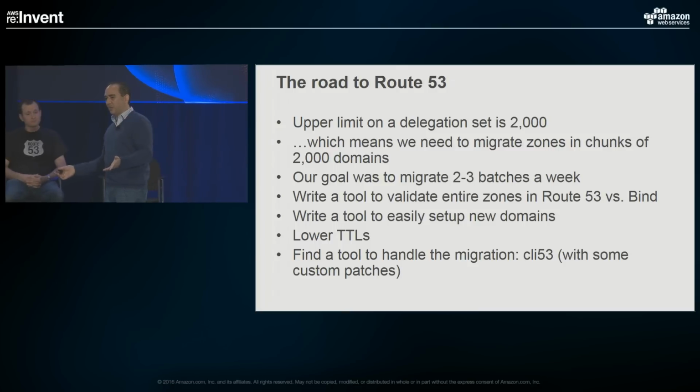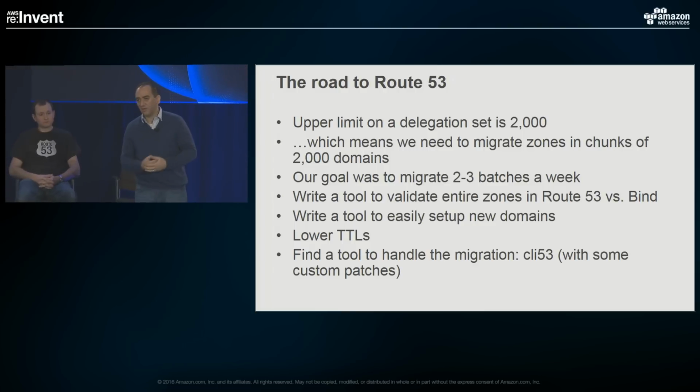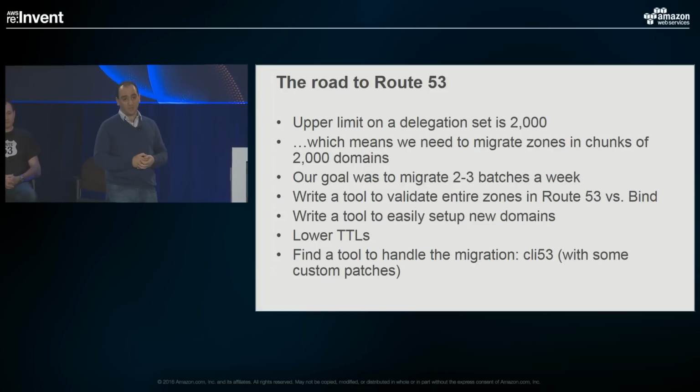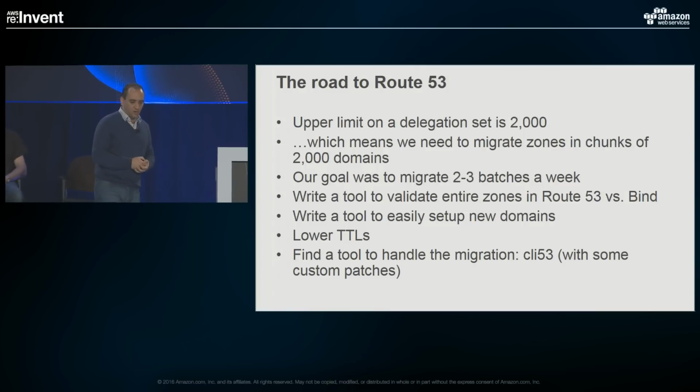So we're now done. Our limit for delegation sets is 2,000. That means we can migrate zones in chunks of 2,000 domains. So imagine having to work with your registrar and telling them we want to cut over this many domains, right? The bigger that list is, the easier it is for us. And our goal was to finish this project in roughly 6 weeks. Pretty short time frame, considering that volume of domains. So the bigger that limit was, the more domains we could fit in a chunk, the less work we have to do with the registrar, which speeds things up. So in order to fit in that 6-week time frame, we're talking 2 to 3 batches of 2,000 domains per week.